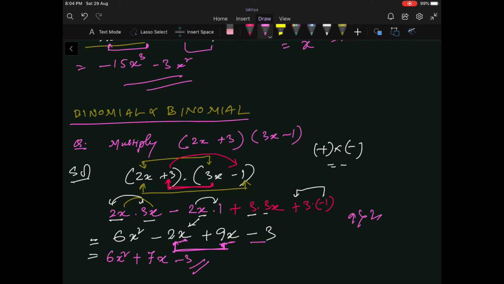Okay, so hope you have understood how to solve such kind of problems. So here you see, let me clean that bit. Okay, this is our answer. 6x square plus 7x minus 3. Okay, let me show you one more problem.